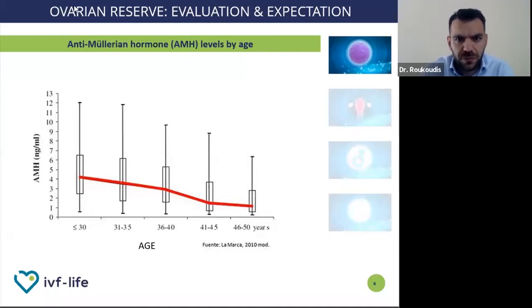Coming back to the topic of ovarian reserve, evaluation and expectation: the anti-Müllerian hormone. For sure, you heard about the anti-Müllerian hormone. With increasing age, the population of oocytes shrinks, which is reflected in a decreasing AMH. AMH, or anti-Müllerian hormone, is a substance produced by granulosa cells in the ovarian follicles, and it's an indicator of how many follicles are still in the ovary. To be more precise, how many eggs are inside the follicles in the ovaries.